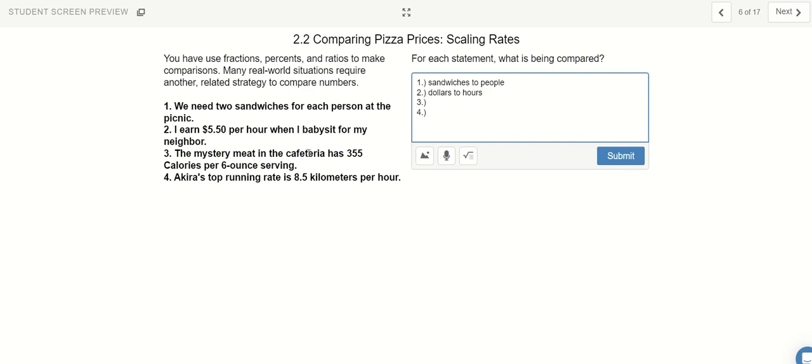The mystery meat in the cafeteria has 355 calories per 6-ounce serving. Here we're comparing calories to serving amounts. How many calories for how many servings? Those are the 2 comparisons. And the cross-country runner's rate is 8.5 kilometers per hour. Here the comparison is kilometers to hours. We're measuring how many kilometers they run for how many hours they spend. So again, reading these problems and seeing what we're comparing is an important part of comparing ratios.